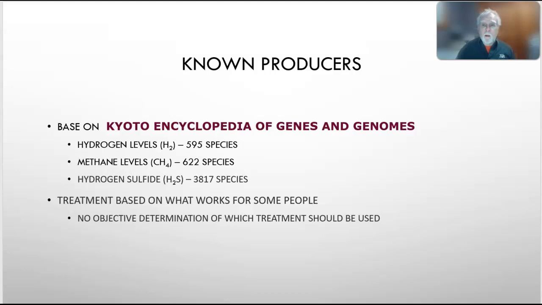When we look at what bacteria produce at the strain level, we find 5,000 different bacteria species could be producing it. Those are species known to produce those gases, according to the Kyoto Encyclopedia of Genes and Genomes. So you are going to try treating something which could be any one or any combination of 5,000 different bacteria and hoping you get lucky. That's the reality of how most MDs treat. They're just hoping they will get lucky.